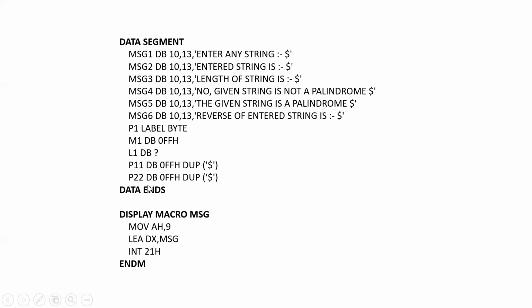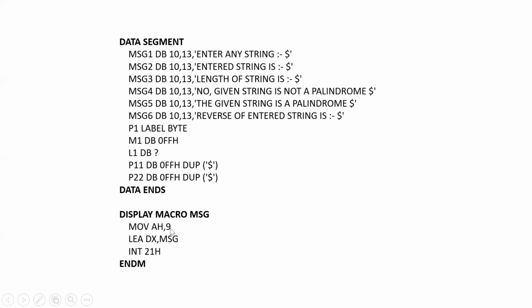P11 and P22 is nothing but an array. One is to store a value in that particular array, and the second one is to reverse it. So for the storage requirement, we are defining two different variables. Then your data segment is ending over here. So whenever you are initializing or declaring certain variables or values to the variables, it should be defined in the data segment.